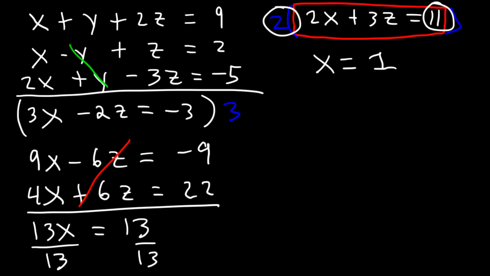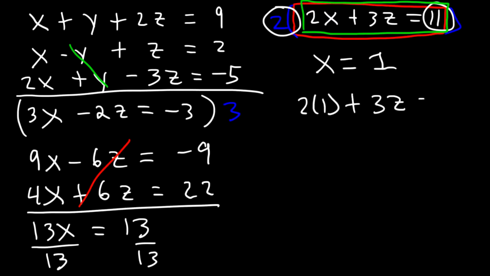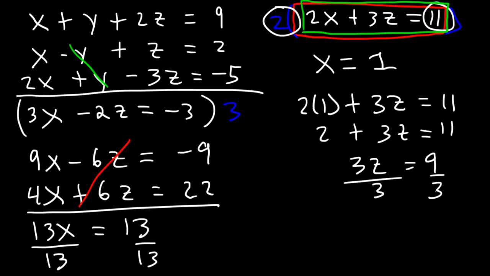Now that we have the value of x, let's calculate the value of z. So let's use this equation before we multiply it by 2. That is 2x plus 3z is equal to 11. Let's replace x with 1. So 2 times 1 is 2. And if we subtract both sides by 2, 11 minus 2 is 9. And 9 divided by 3 is 3. So therefore z is equal to 3.